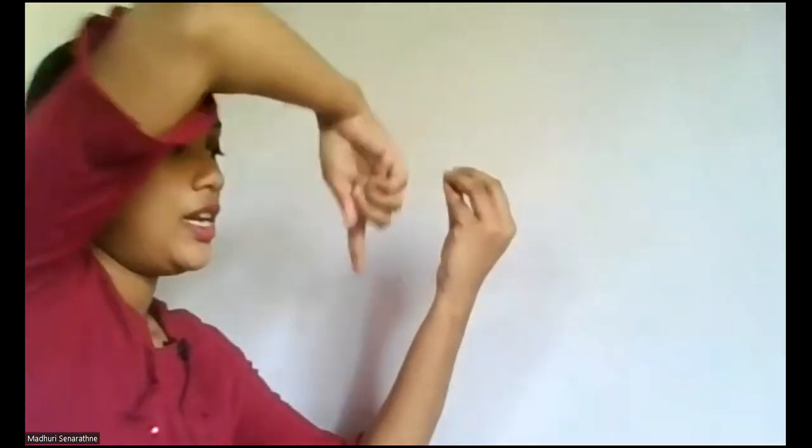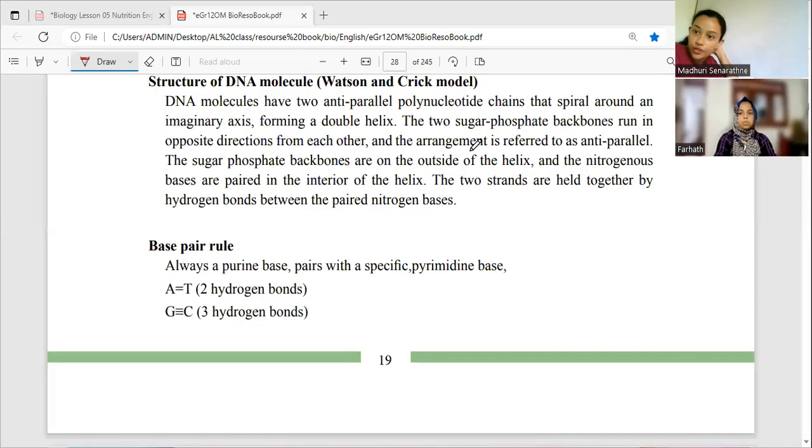Yes, that means no actual axis at the center. The DNA molecule is winding around an axis. Actually, we can't see an axis at the center. We imagine there is an axis. That is why we call it an imaginary axis. No actual axis, but we assume. Can you see the screen? Yes, teacher.